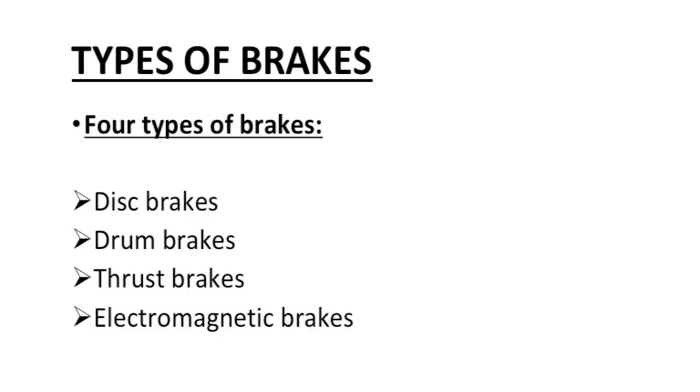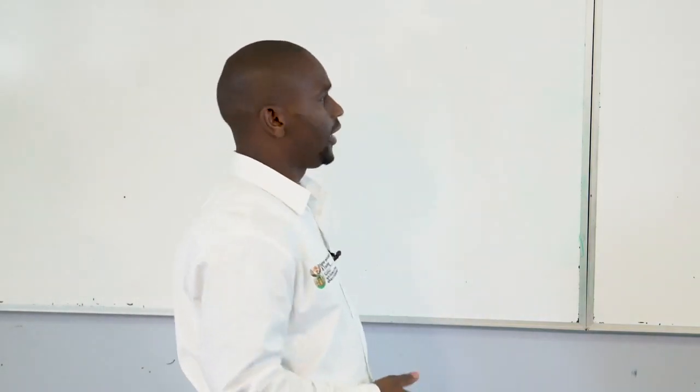Okay, then we have different types of brake, but in fitting level 3, we only talk about 4 types of brakes. We have a disc brake, a drum brake, thruster brake, as well as electromagnetic brake. So we are only looking at 4 types of brake on this fitting level 3. Okay, then we have working principles for brakes. All brakes have their own working principle.